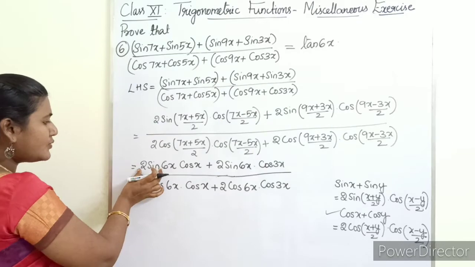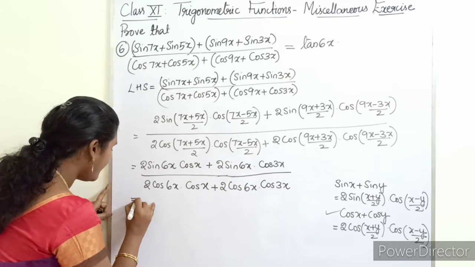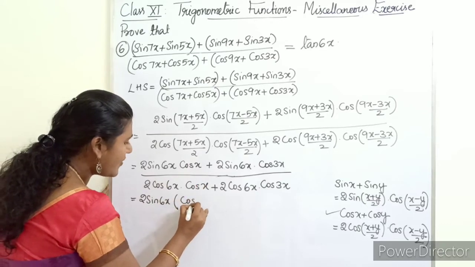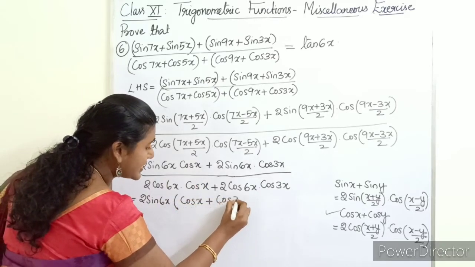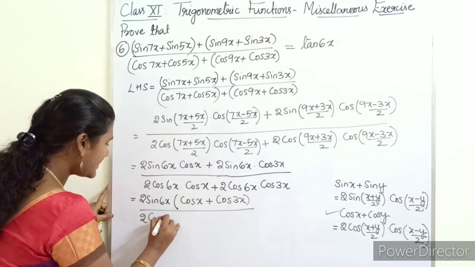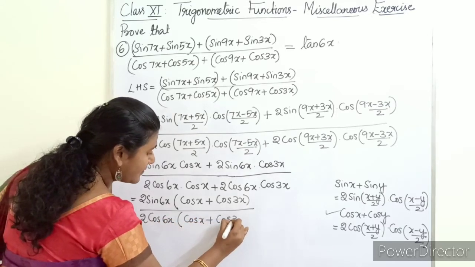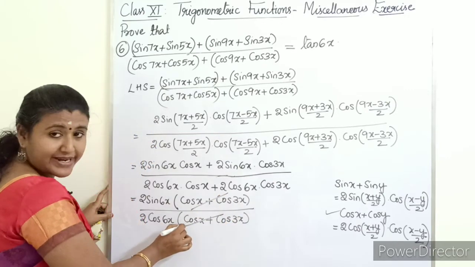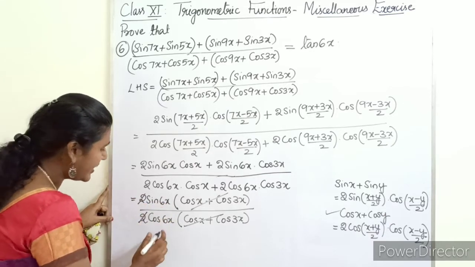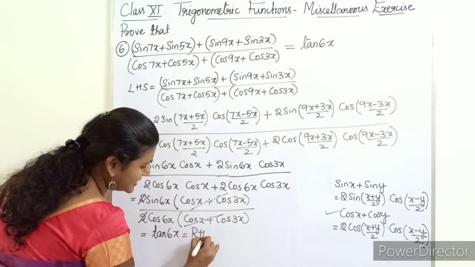Now we will see here, 2 sin 6x is common in the numerator. So we will take 2 sin 6x common outside. Here in the first bracket we will have cos x plus cos 3x. Similarly, from the denominator we can take 2 cos 6x common outside. So we will have cos x plus cos 3x. Now if you see, these two terms will get cancelled and 2 also will get cancelled. So what is remaining? Sin 6x by cos 6x, which is equal to tan 6x. So this is our RHS.